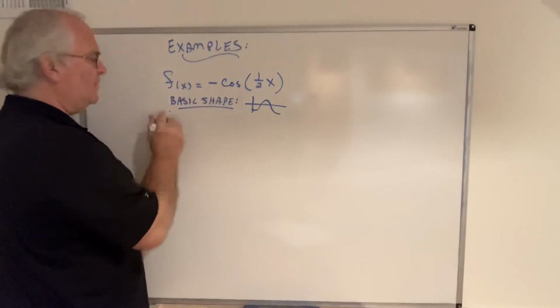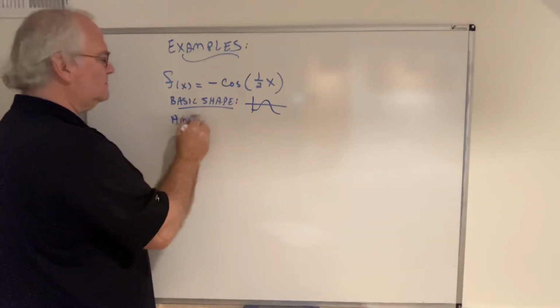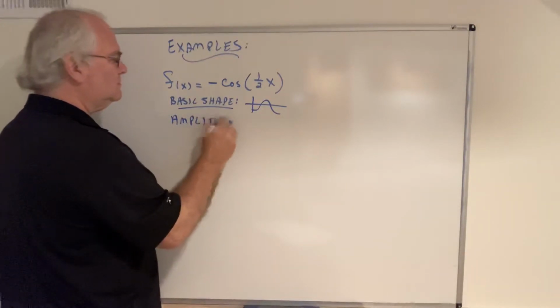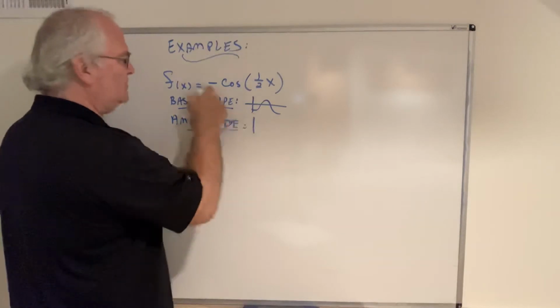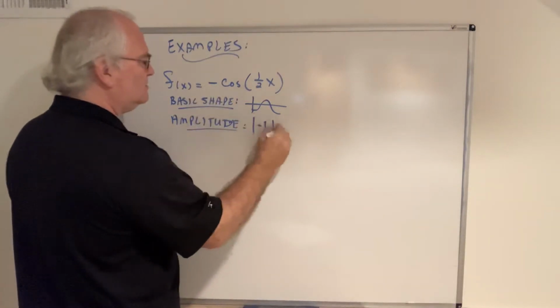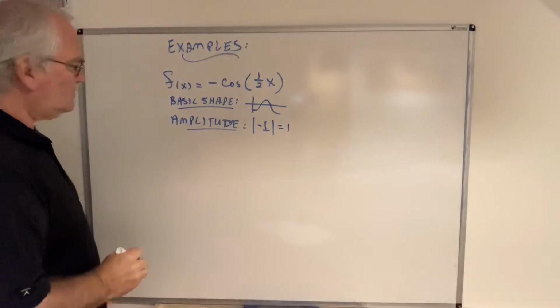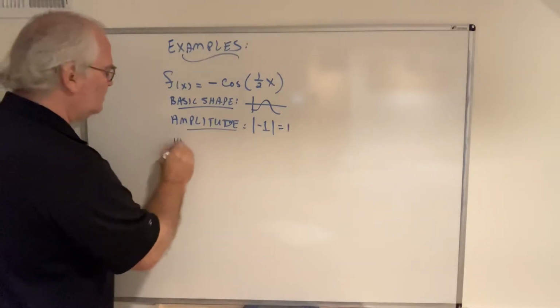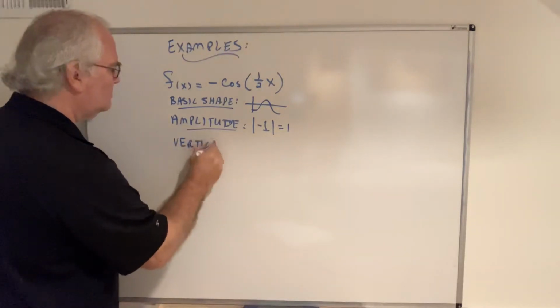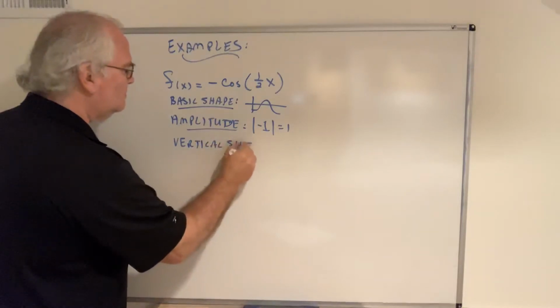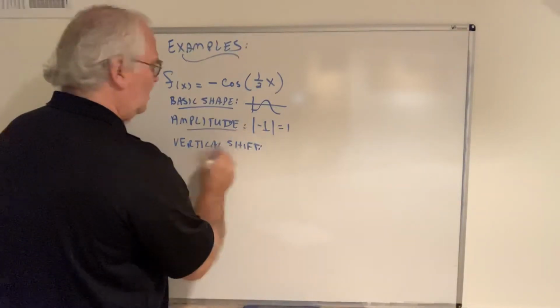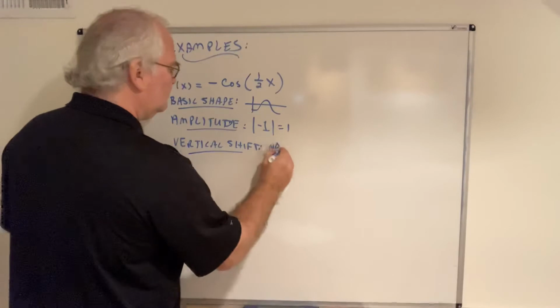Negative cosine, amplitude is the absolute value of -1. The vertical shift, there is none.